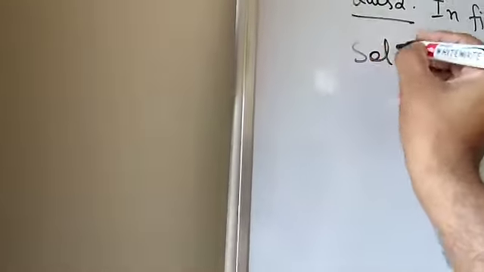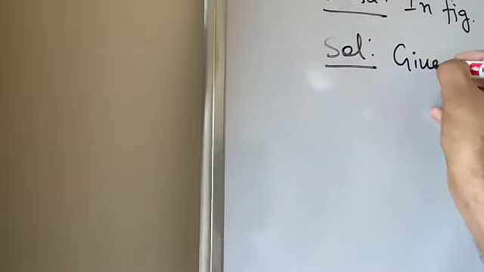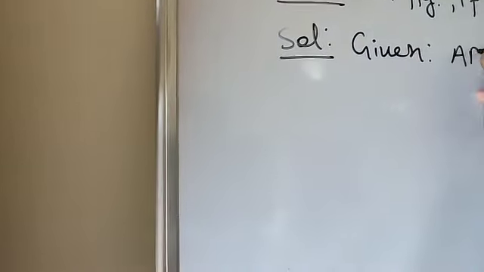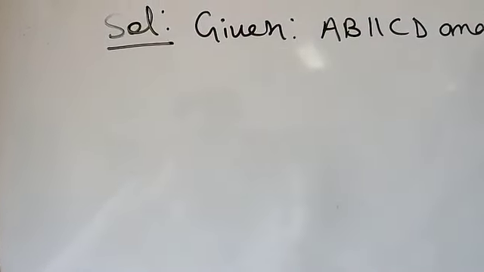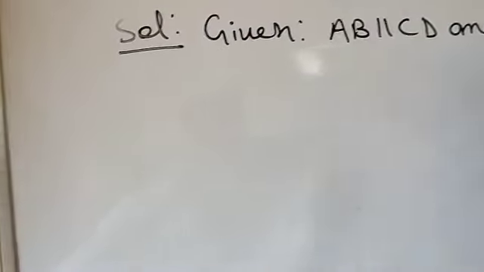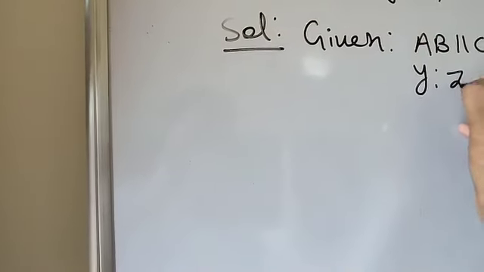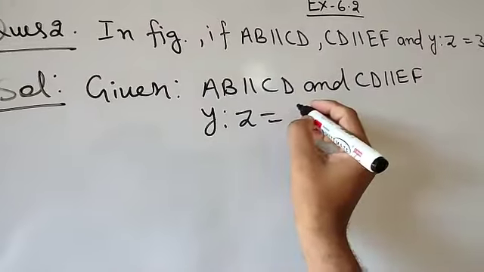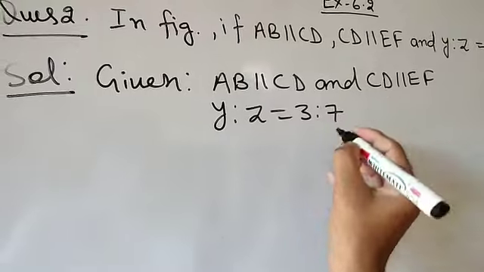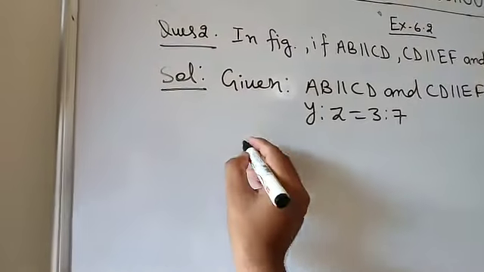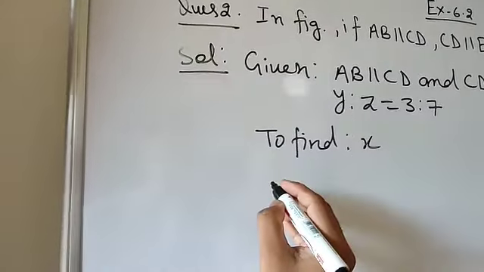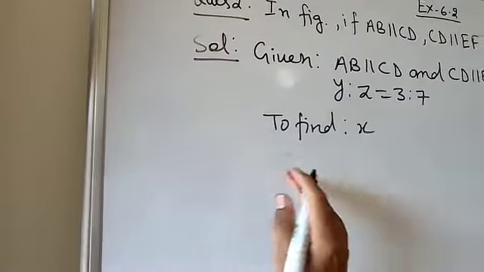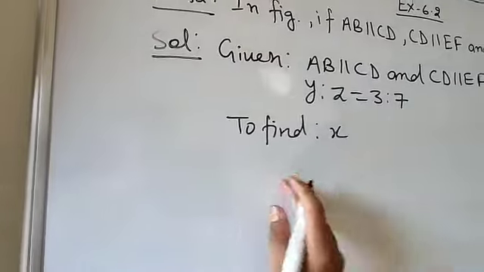Let us see the solution. What is given in the question? It is given that AB is parallel to CD and CD is parallel to EF, and also it is given that the ratio y to z equals 3:7. These things are given in the question. What are you going to find? You need to find x. So here I am going to give that solution.